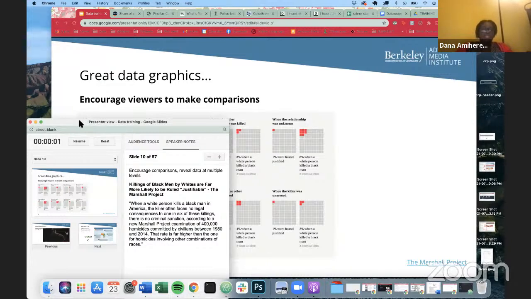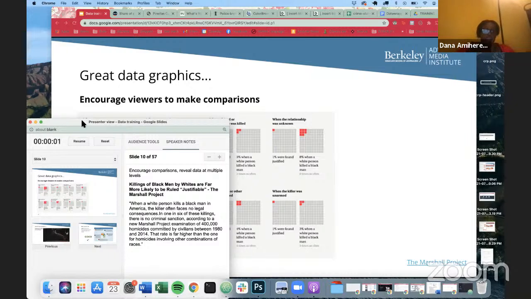And this next one does as well. This is from a nonprofit journalism group called the Marshall Project. They did a piece called "The Killings of Black Men by Whites Are Far More Likely to Be Ruled Justifiable," which is terrible. This is the main graphic from that piece on their online story, and this is their highlight from that piece.